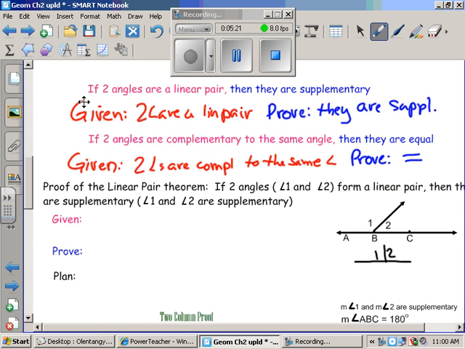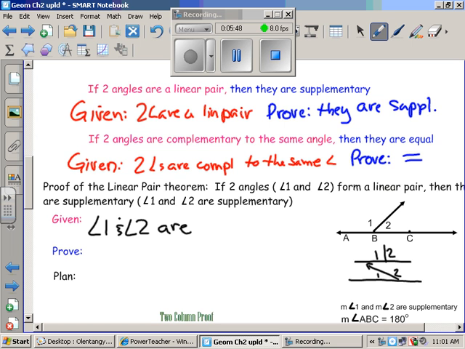Yeah? How about if I drew it like this? Would that be a linear pair? Yeah. So it doesn't really matter how I draw it. I just need to draw and label my two angles as a linear pair. So my given, instead of saying two angles are a linear pair, I'm going to say angle 1 and angle 2 are a linear pair. So it just makes it more specific.